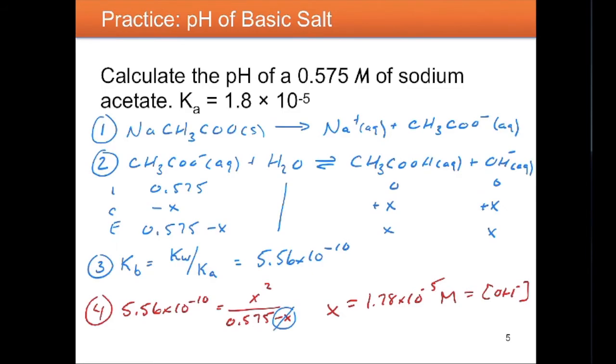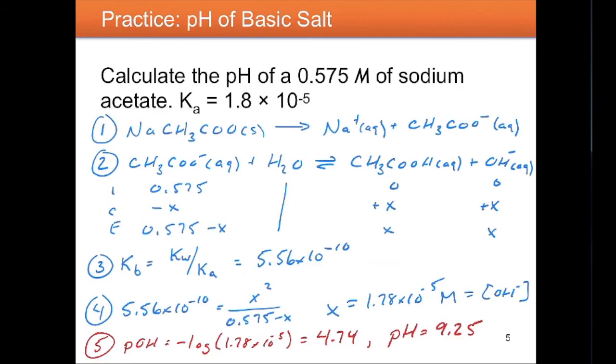So if we solve for x, we end up getting 1.78 times 10 to the minus 5 molar. And again, that's going to be the concentration of OH-. So now what we can do is to find pOH, so negative log of the concentration of OH-. That ends up being 4.74, and then the pH being 14 minus pOH, and that equals 9.25.